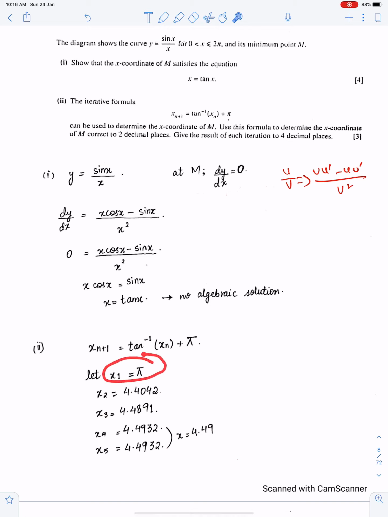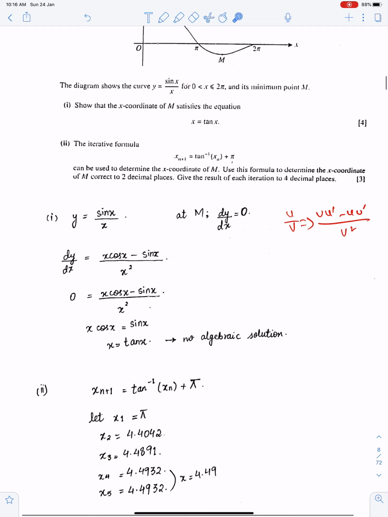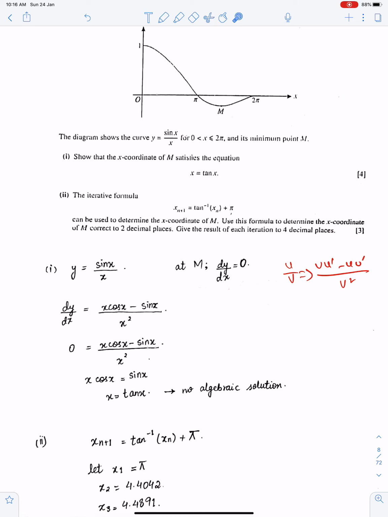So x1 is pi, and this is the answer, 4.49. This is the way to get the value of x1. When a diagram is given and x1 is missing, you just need to estimate x1 from the diagram. This is x1.